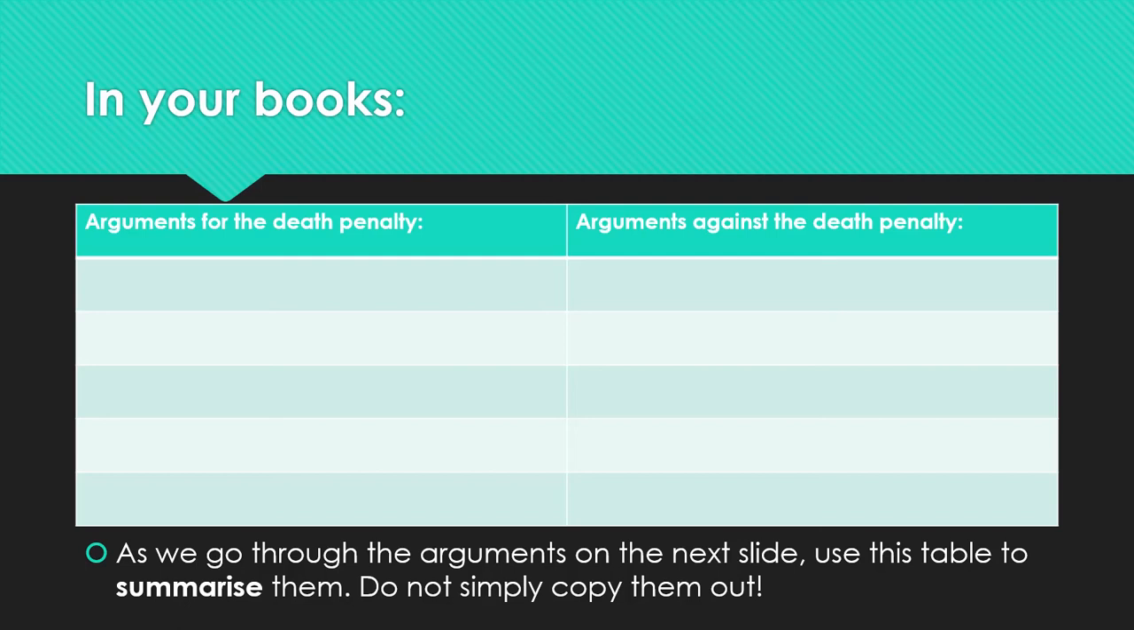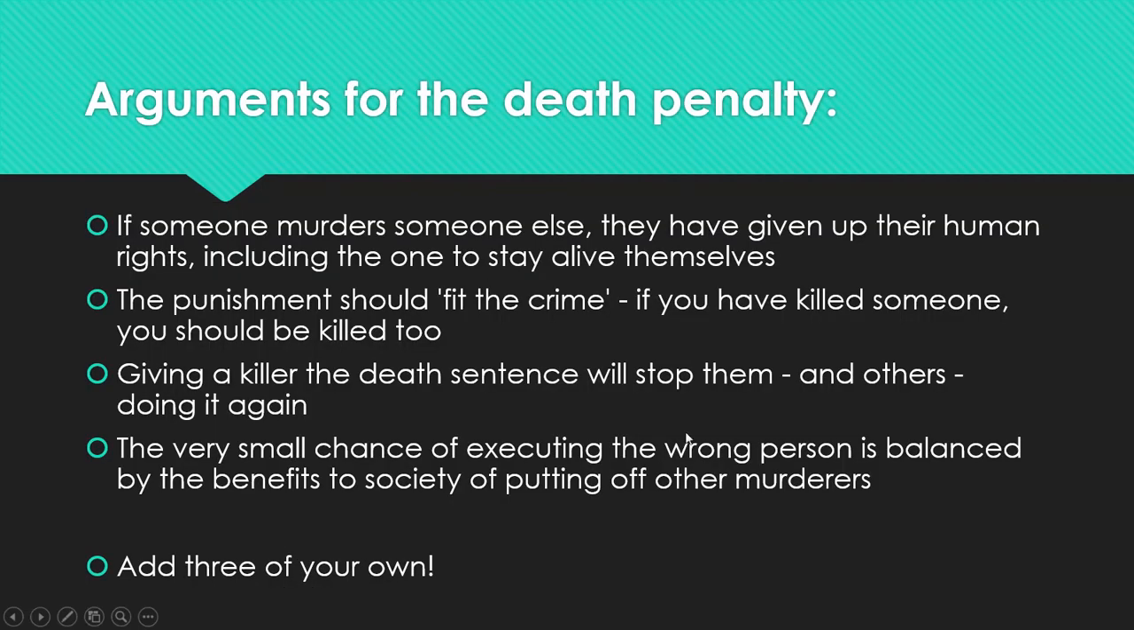Okay, so we're now going to move on. So here are arguments for the death penalty that I would like you to summarize. If someone murders someone else, they have given up their human rights, including the one to stay alive themselves. The punishment should fit the crime. If you've killed someone, you should be killed too. Giving a killer a death sentence will stop them and others from doing it again. So it's a deterrent. It deters people from doing it because they know they might get the death sentence.